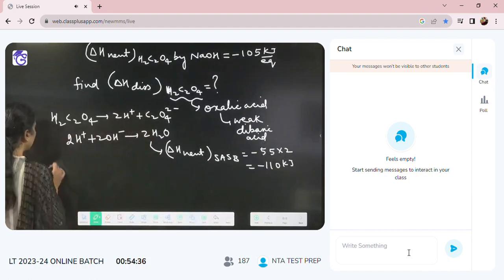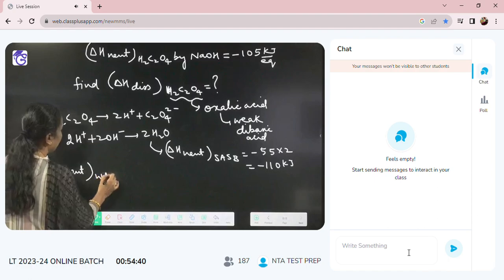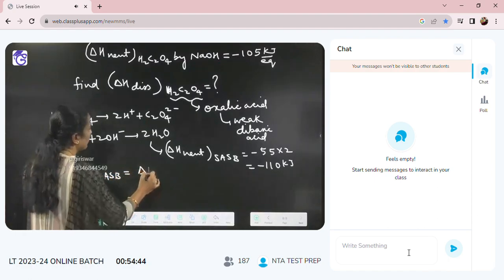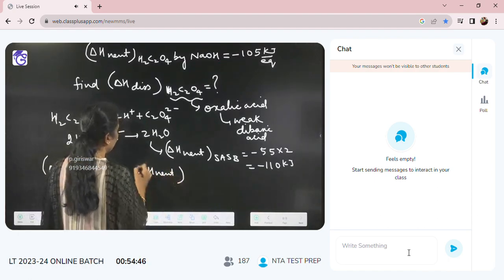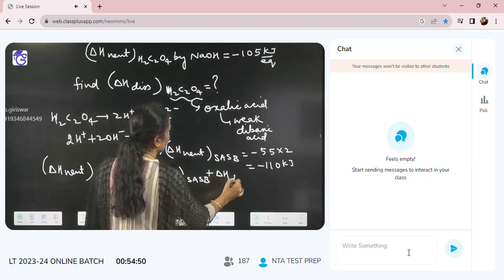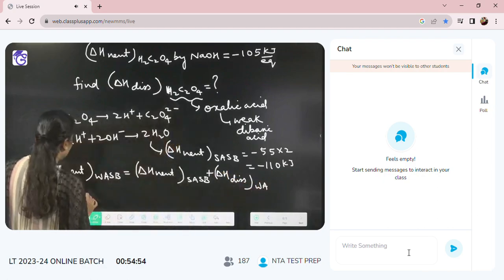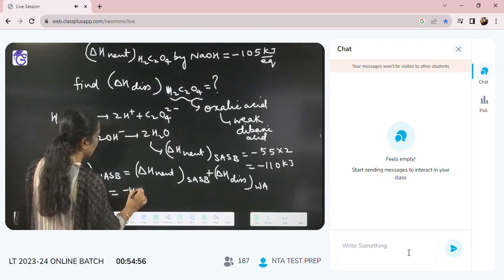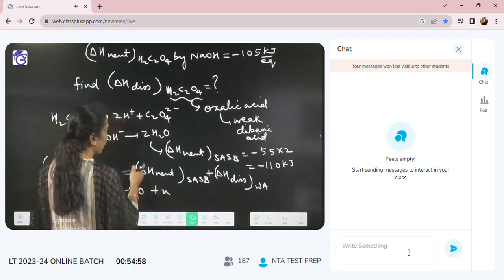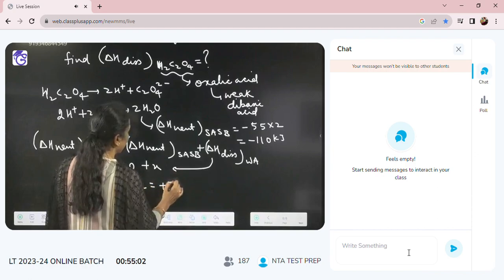Then afterwards simply put in the formula. Delta H neutralization of weak acid, strong base is equal to delta H neutralization of a strong acid, strong base plus delta H dissociation of your weak acid. So here I am having minus 105, this is minus 110 plus this X. X is for delta H dissociation. So X will become equal to plus 5 kilojoule.